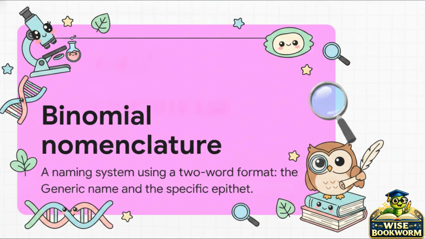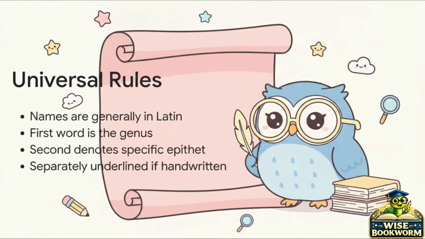To make this universal standard work, scientists set up some strict rulebooks, like the ICBN for plants and the ICZN for animals. And the foundation of all of this is binomial nomenclature. Formalized by the scientist Carolus Linnaeus, this is our universal system for bringing order to the chaos. It's an incredibly clever, convenient two-word format. Basically, every single scientific name gets two components, the generic name and the specific epithet. And this system isn't just random. It follows some really strict universal rules.